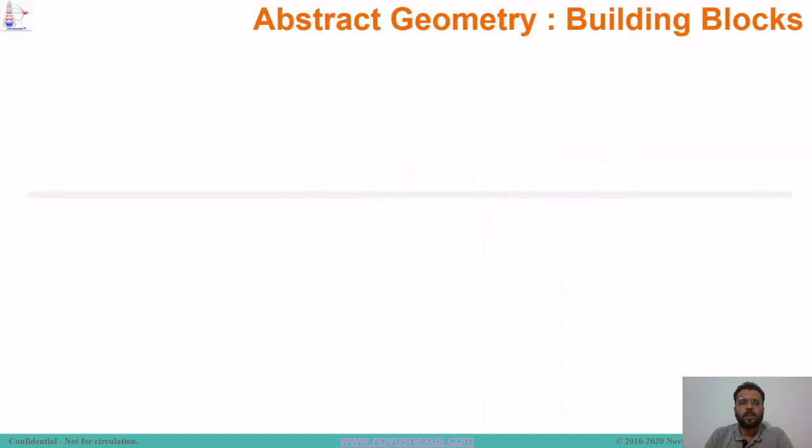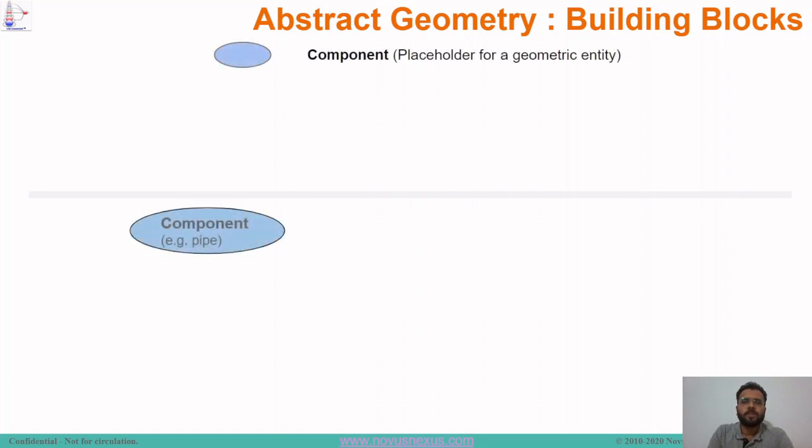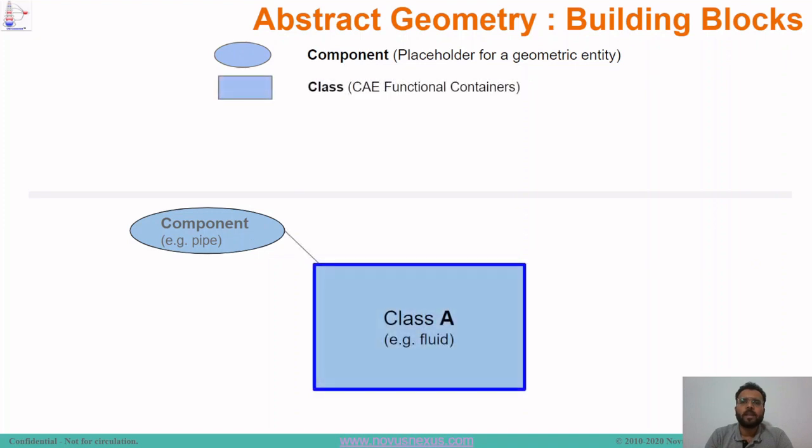The abstract model is built using 4 basic building blocks. The first one is component. The component represents the geometrical entity of the physical product and is a geometric placeholder in the abstract model. For example, let's say a pipe, a condenser, an evaporator, a heater or a bolt. The second building block is a class.